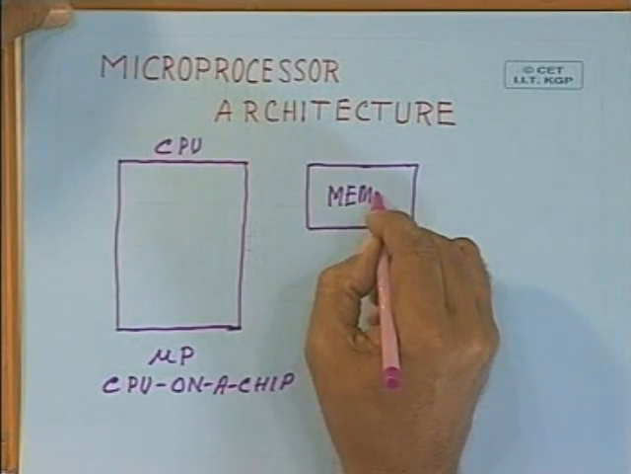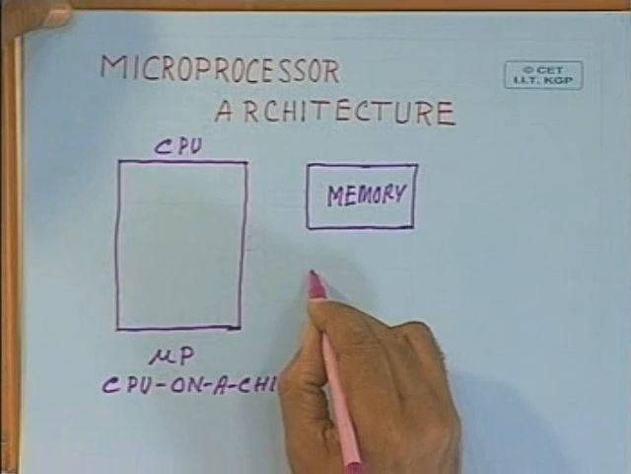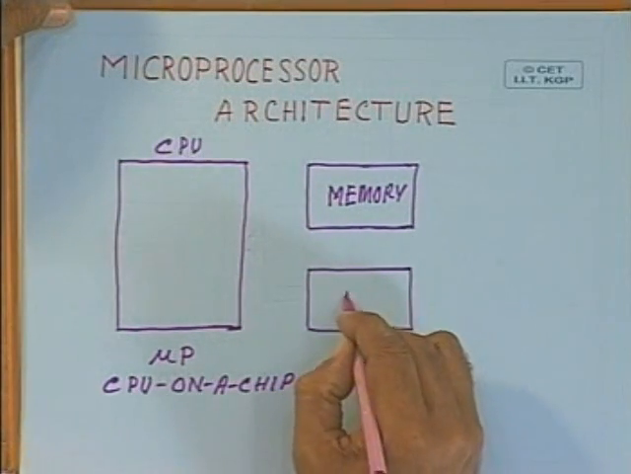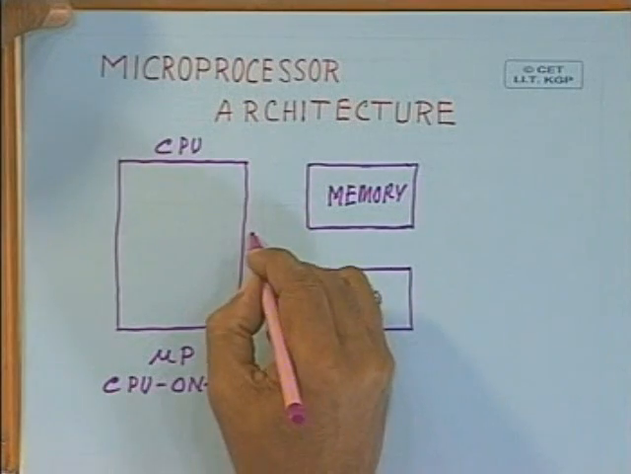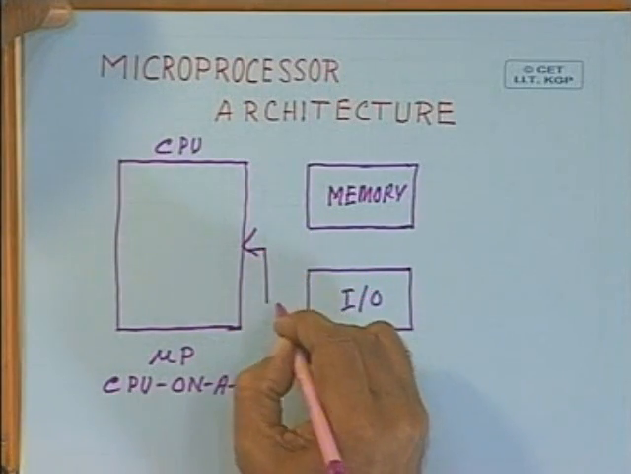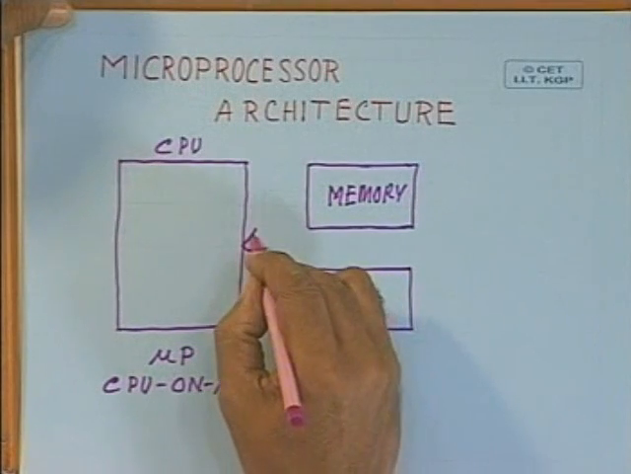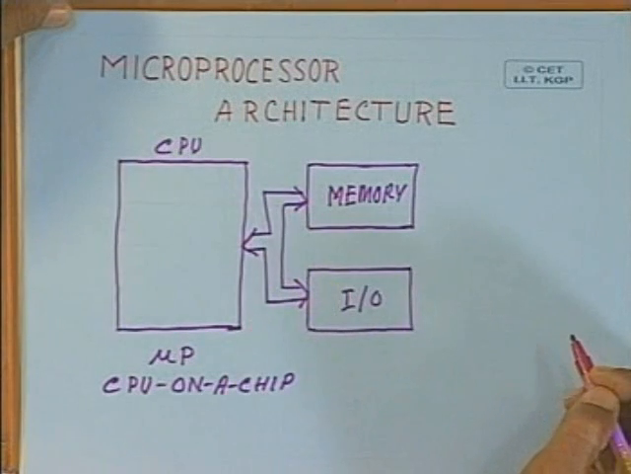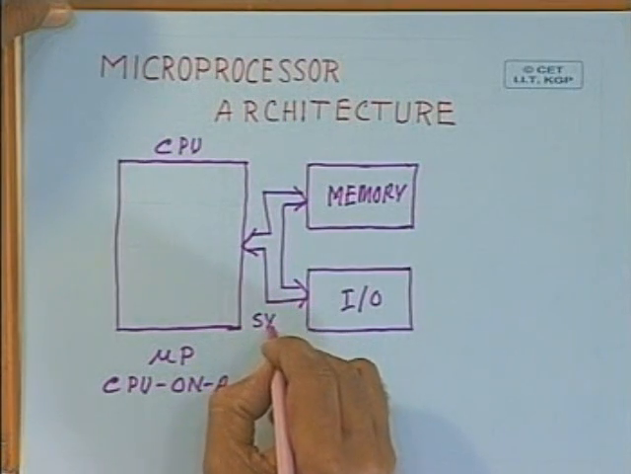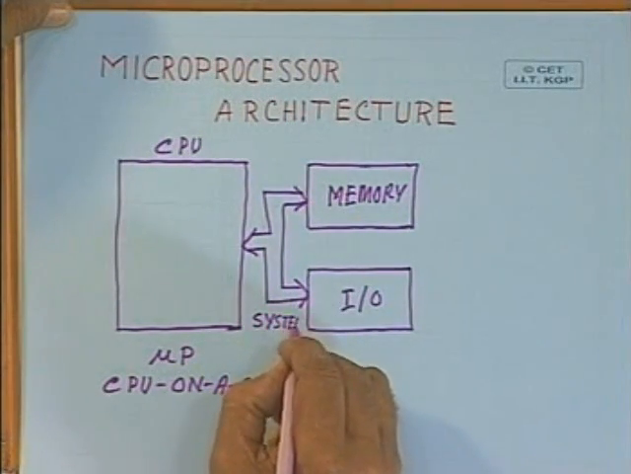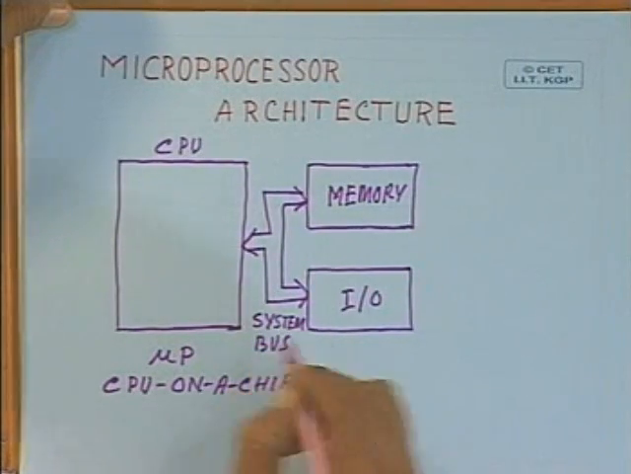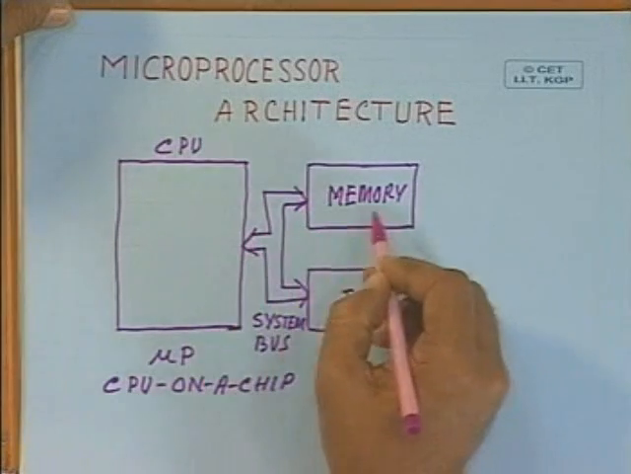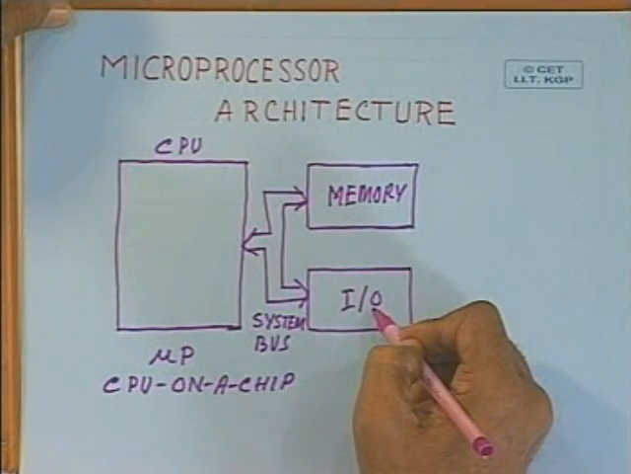And just like the classical von Neumann architecture, here also you will require memory. We will also require various input output devices which are to be interfaced to the microprocessor through the system bus. Through the system bus they will be interfaced, and then the CPU will interact with the memory and input output devices.